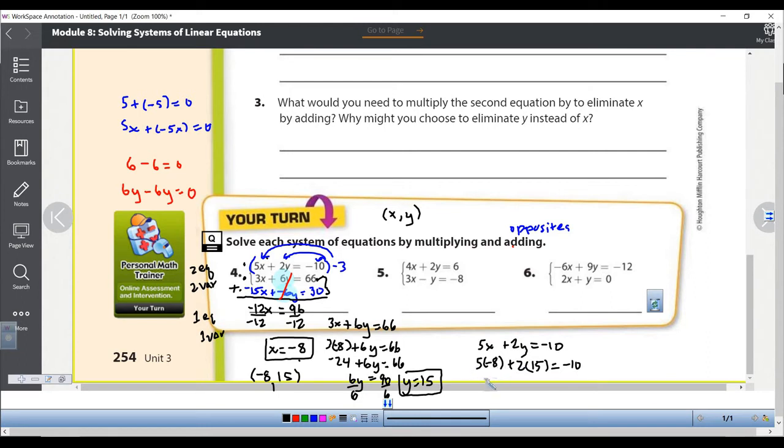-10. Well, 5 times -8 is -40. 2 times 15 is +30. And guys, what do you get when you add 40 negatives to 30 positives? You get 10 negatives. It worked.